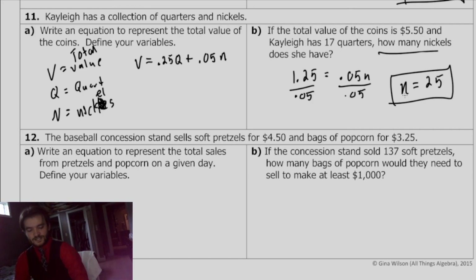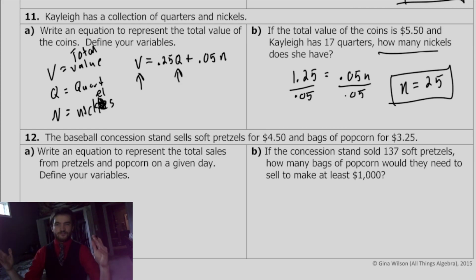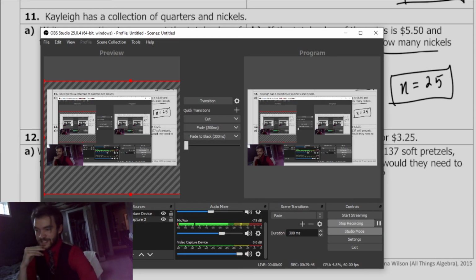And again, all I did was just plug in all the information that I had. So I plugged in the total, which was 5.50. Then I plugged in however many quarters they had, and I solved for N. And that's it. That's how we roll. Cool. And that's exactly right, almost at the 30-minute mark.